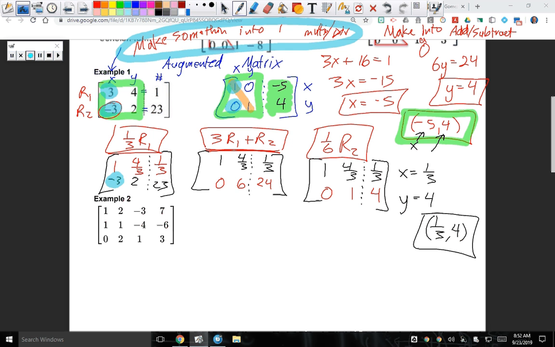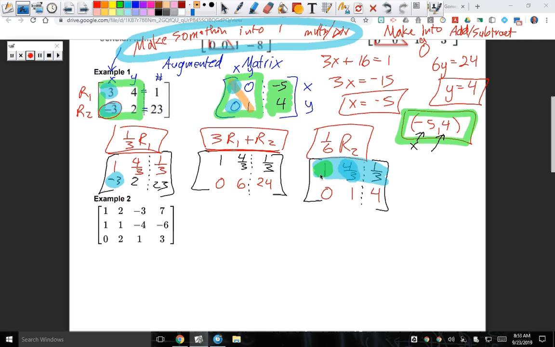Okay? We have one more thing to do. One more number to change. And what's that number in our current matrix that we need to change? 4/3. All right, here we go. We're trying to make 4/3 into what number? 0. Okay. Can I multiply the same row by something to make this 0? Yeah, I could. I could multiply it by 0. But then what does that do to this? Then you mess everything up.